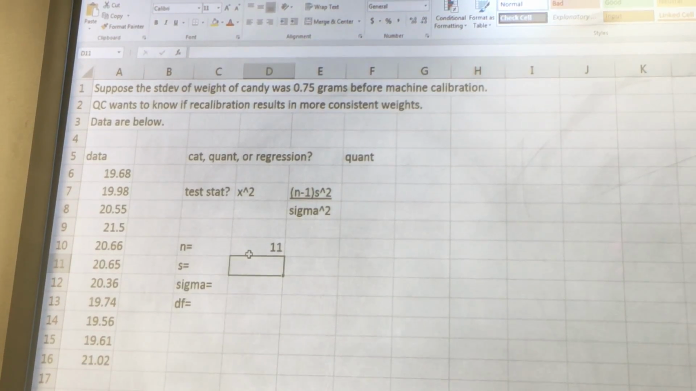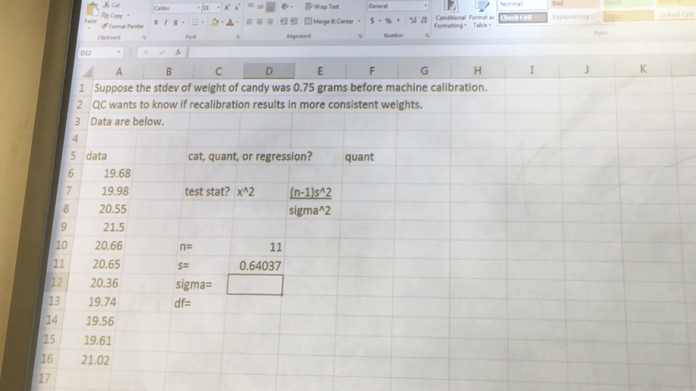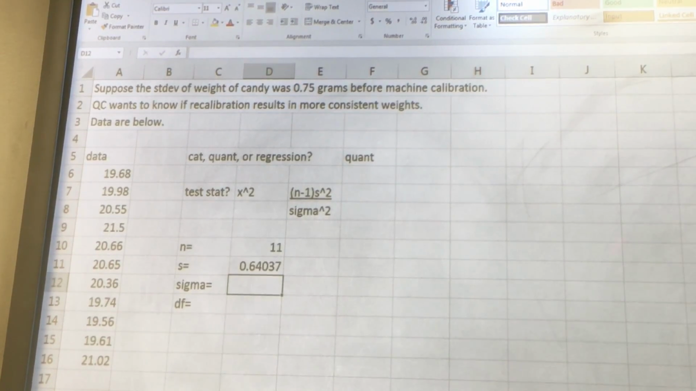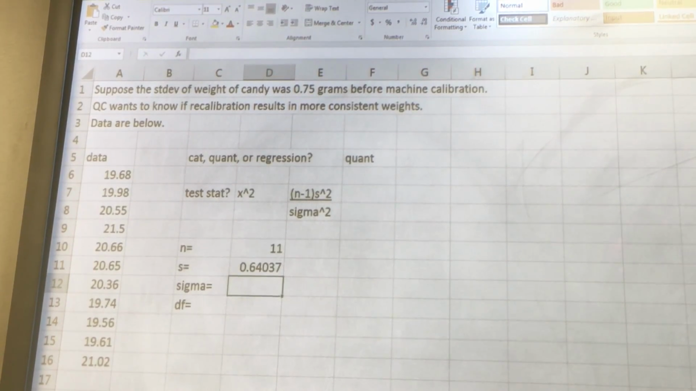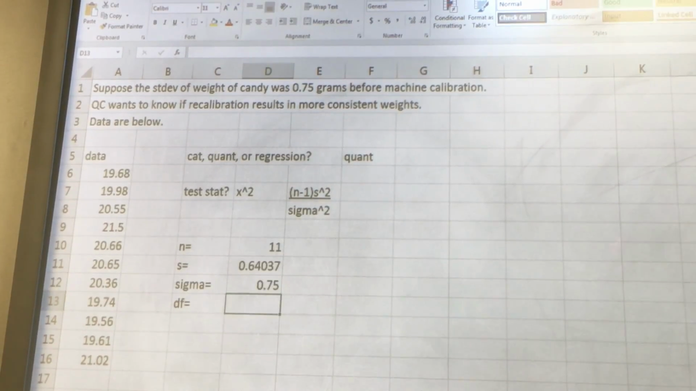What'd you say? Standard deviation of this. Right? Okay. 0.64. Does it look like the recalibration might have helped? Yeah, it can get worse, right? Okay, sigma is what? 0.75. Degrees of freedom? 10 degrees of freedom. Okay?